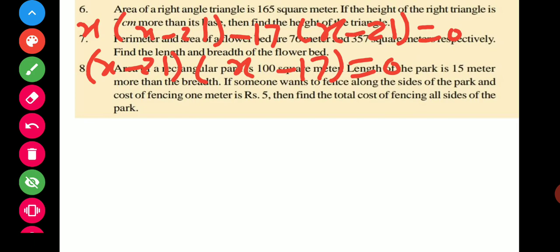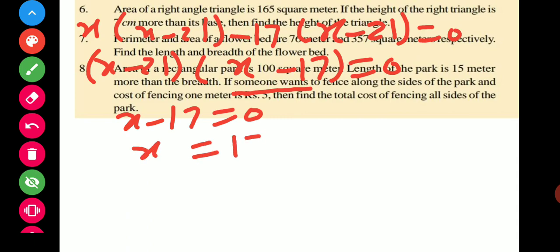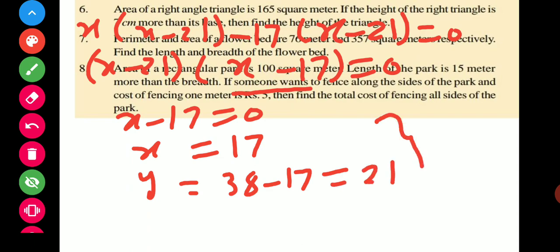So take one bracket, anyone, you can choose anyone. I will choose only this one. So x minus 17 is equal to 0, so x is equal to 17. Okay, so you can find the y. y is equal to how much? 38 minus 17, and that is 21. So both are your answer.